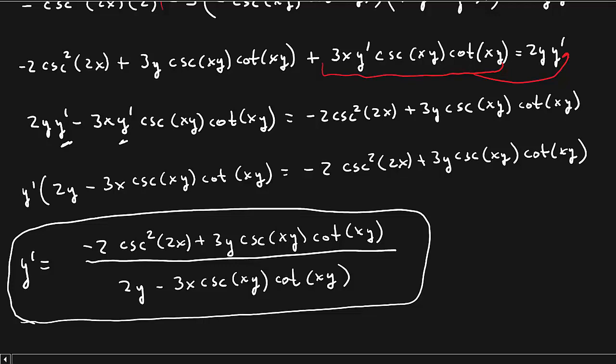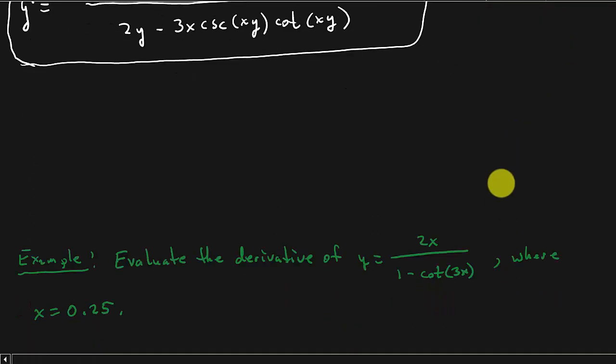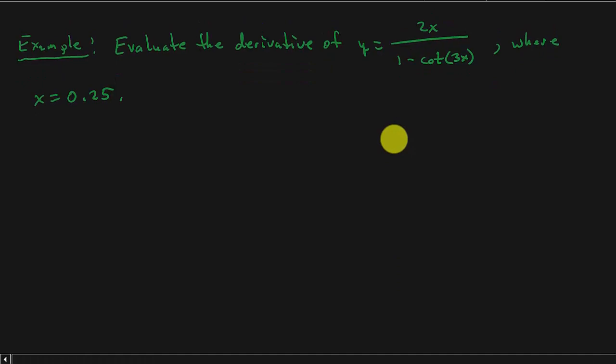All right, so that problem there, that one was kind of nasty, but we still got it, so it's all good. All right, how about this one? And this is actually the last problem. Evaluate the derivative of this where x is equal to 0.25. So let's write this down. y equals 2x over 1 minus cotangent 3x. So let's find this derivative.